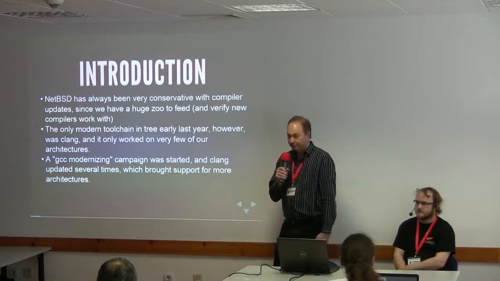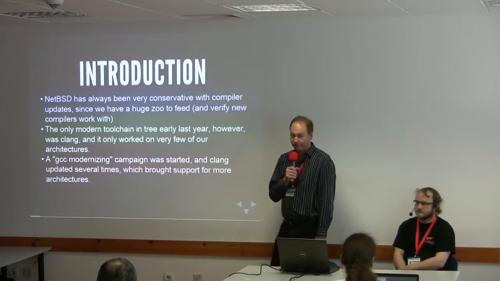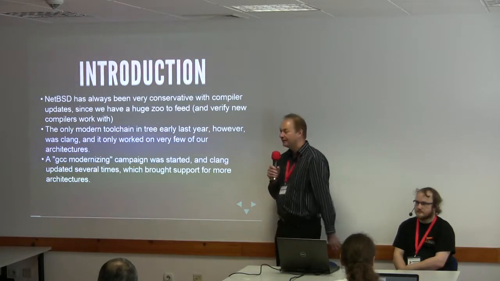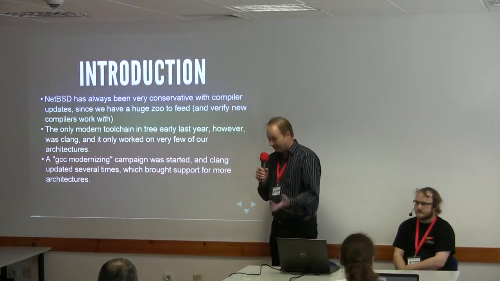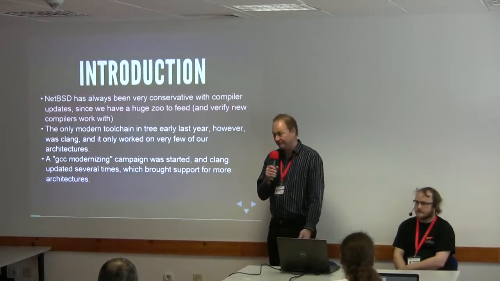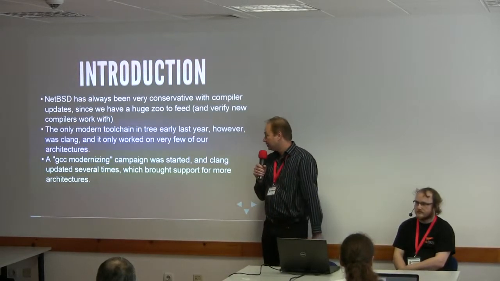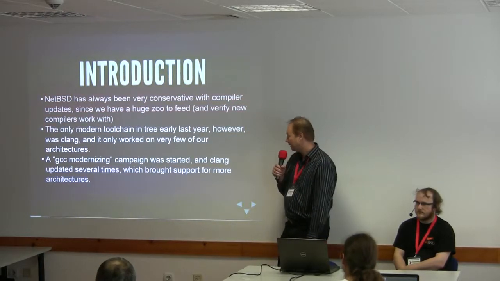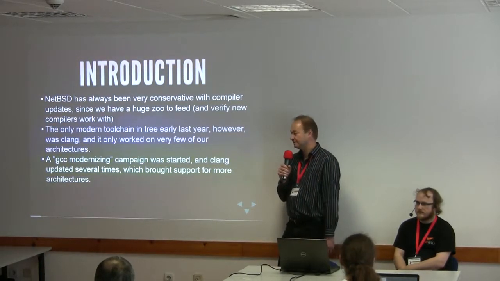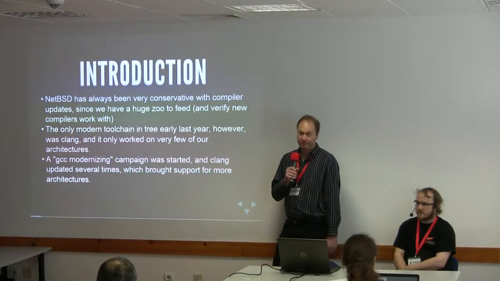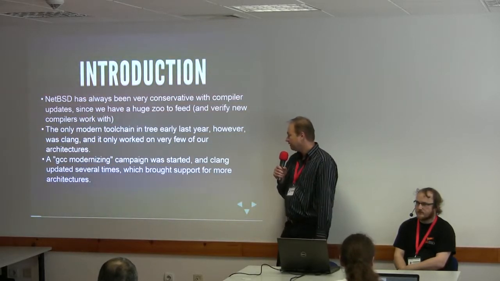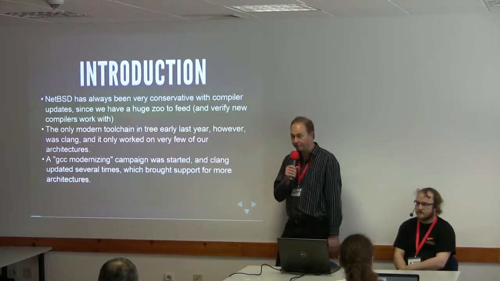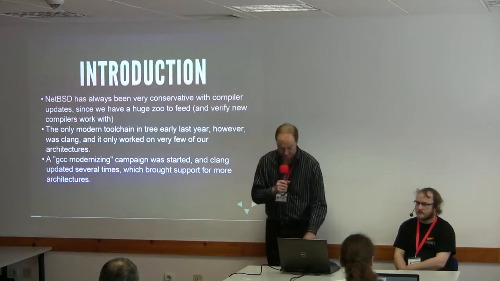We have always been pretty reluctant to use the latest GNU toolchain because it tended to be buggy in every .0 version, of course. And as I told you, we have lots of architectures, and testing is not easy. But we had to do something because the only modern toolchain we had was the optional Clang LLVM stuff, and that did not support many of these architectures. So we did a big GCC modernizing campaign and also reorganized lots of other stuff, which we will see in a minute.